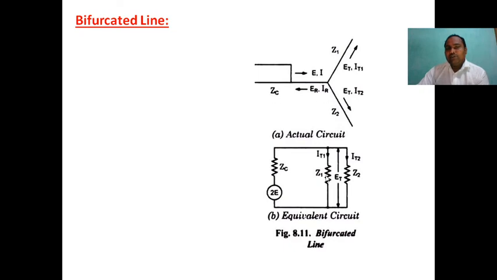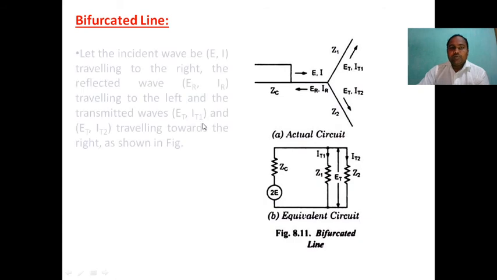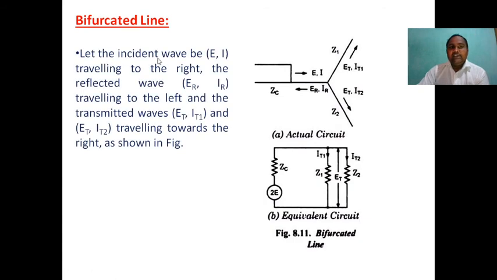So there are two impedances Z1 and Z2, both are load impedances. Z1 carries the current IT1 and Z2 carries the current IT2. This is the transmitted voltage. Let the incident wave be E, I traveling to the right, the reflected wave ER, IR traveling to the left, and the transmitted waves ET, IT1 and ET, IT2 traveling towards the right as shown in the figure. Already we discussed that.